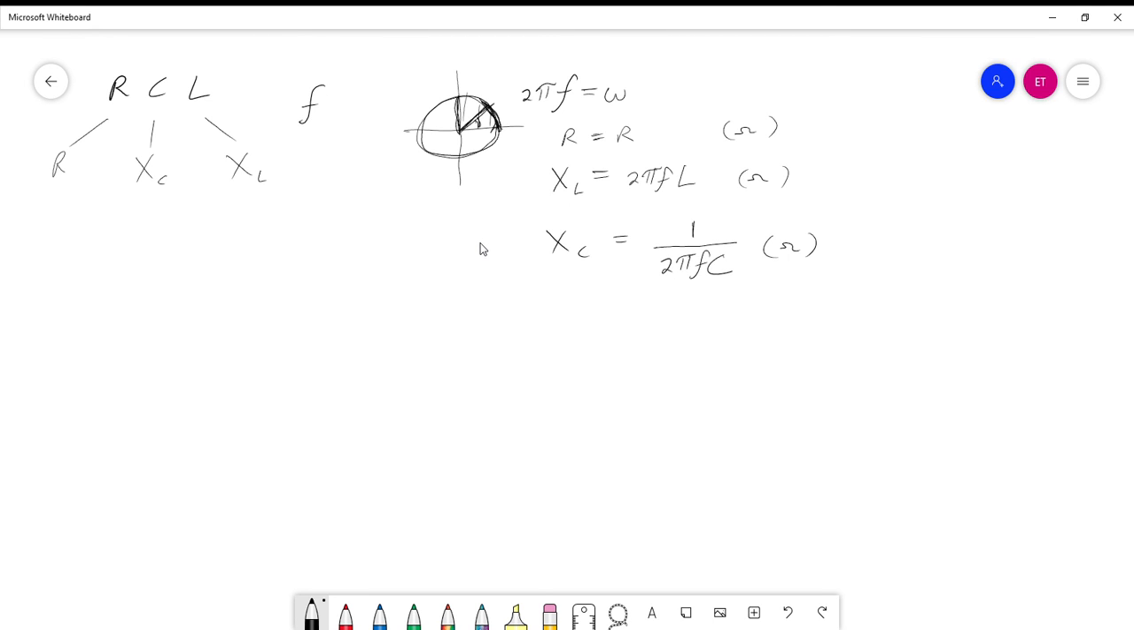Let's see, what else did I want to say? There was a thought. I lost it. But let's jot this down for you. Z is going to be a total combination of XL and XC. Where do I want to put that? Over here maybe. That's Z, and that's also in ohms.